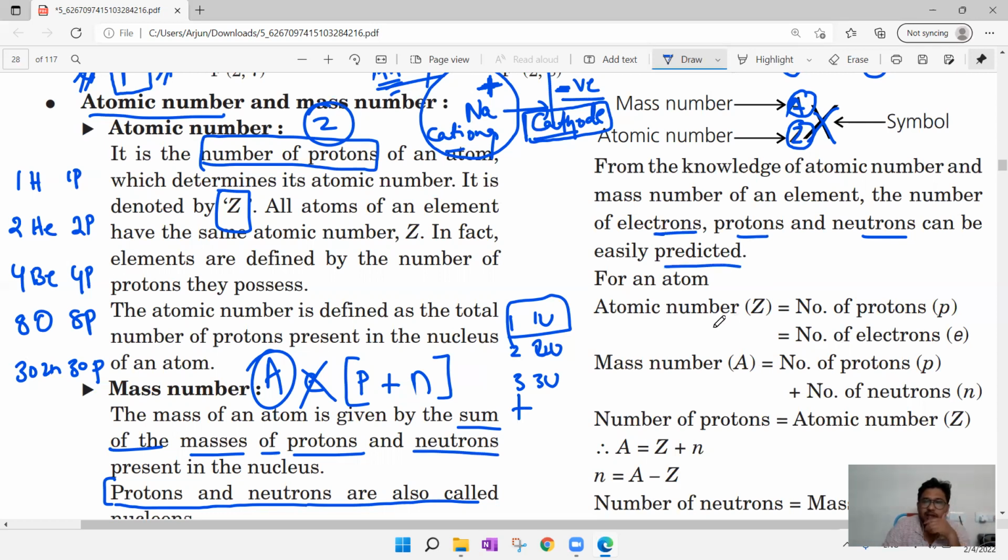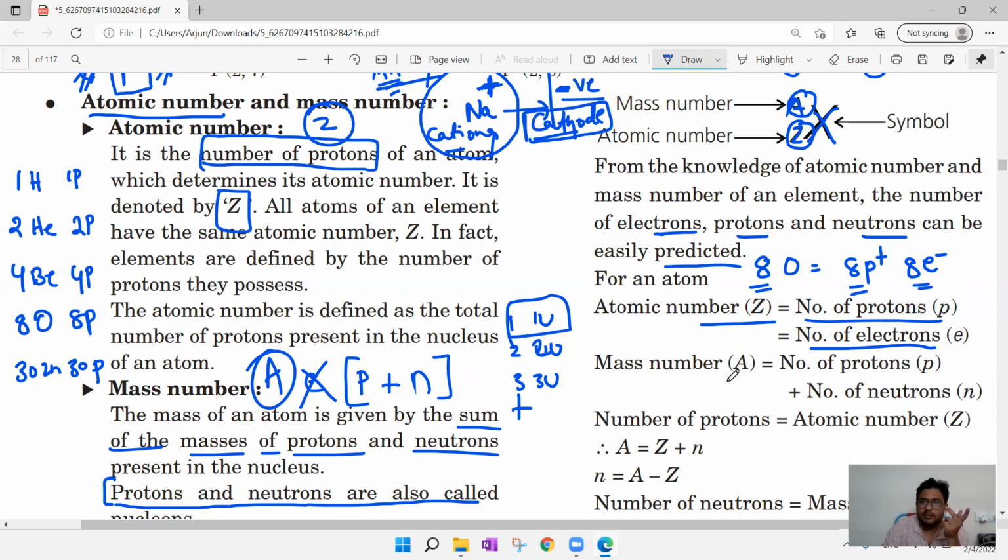How? Atomic number Z is nothing but the number of protons. Number of protons will be equal to number of electrons. Like that, we can tell proton count and electron count. For example, if I tell you 8 is the atomic number of oxygen, you can easily tell it has 8 protons as well as 8 electrons. So by observing atomic number, we get proton count and electron count, both are the same.